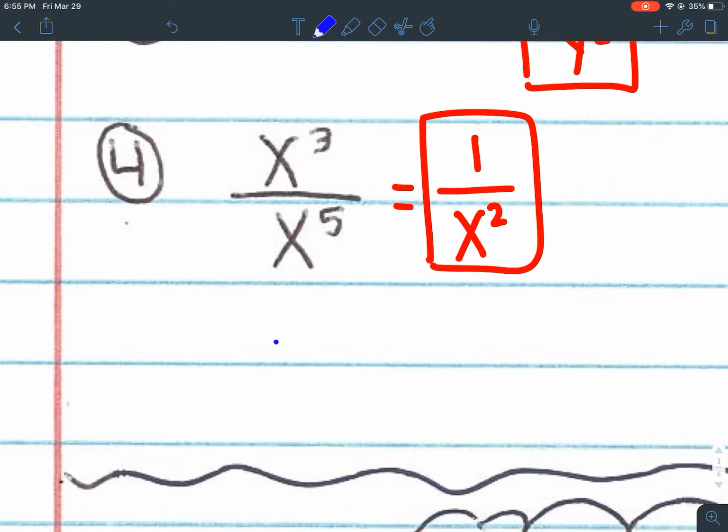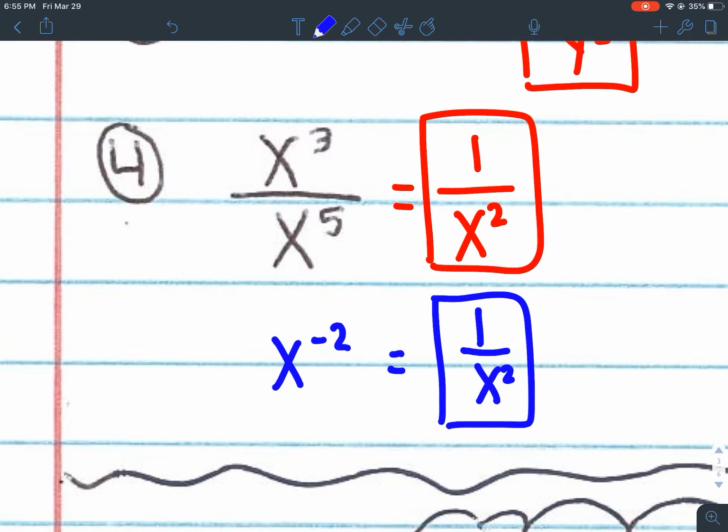So that would be x and then 3 minus 5, which is negative 2. So I have x to the negative 2, which when I flip it is 1 over x squared. So again, you'll get the same answer.